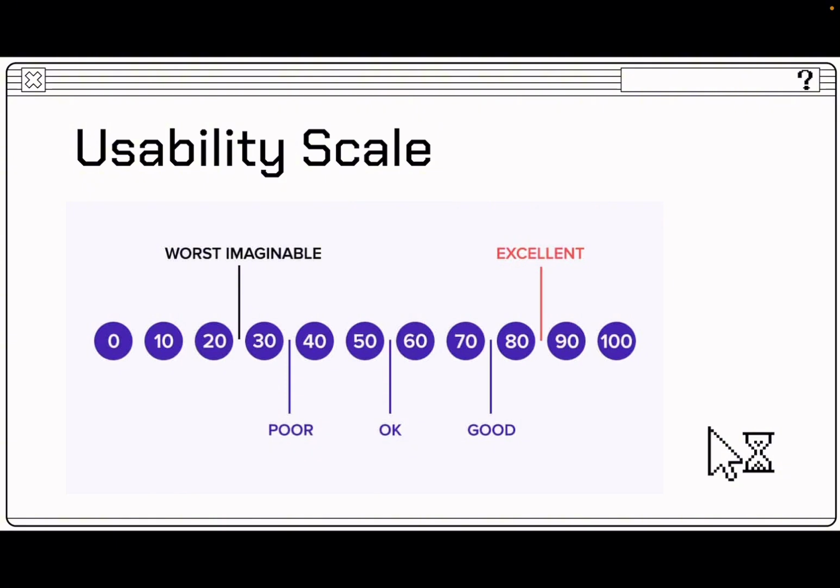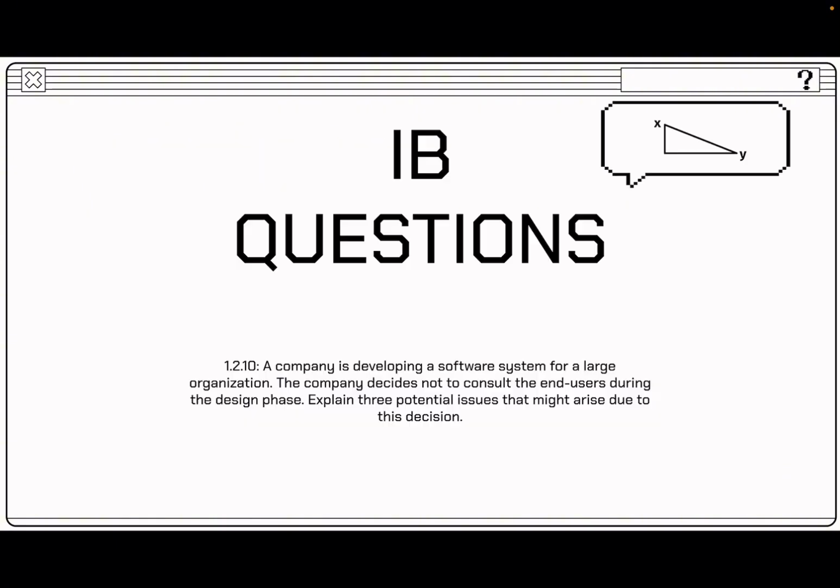The grade boundaries for these are from 0 to 50 is not acceptable. From 51 to around 62, it's low marginal. From 63 to around 70 is high marginal, and from 71 to 100 is acceptable.